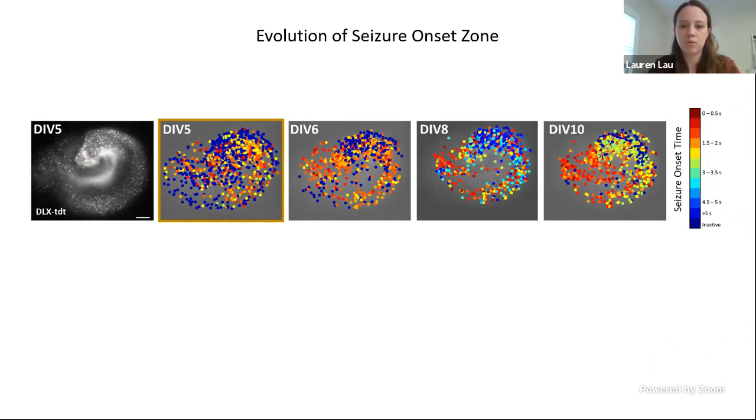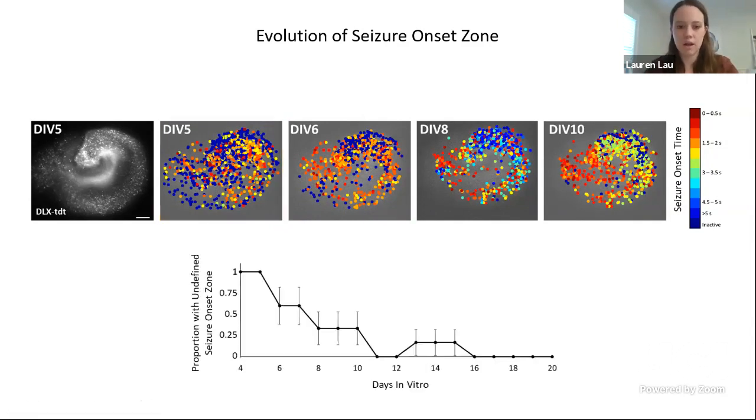And interestingly, when these slices were first beginning to seize, for example, you can look at this one from DIV5, there was generally not a well-defined seizure onset zone. So looking at the anatomy of what are the earliest versus later activators, it seemed to have a more general activation across the slice at seizure onset. Whereas at later days, for example, in this slice at DIV10, there was a really clear regional specificity of what were the earliest activators versus later. And this was true across all of our slices.